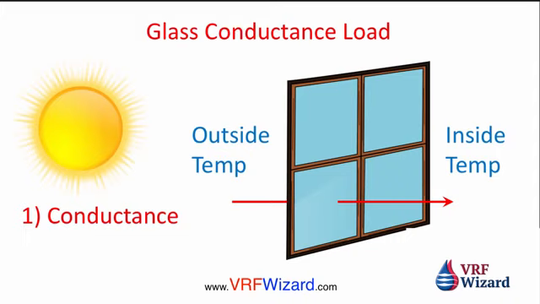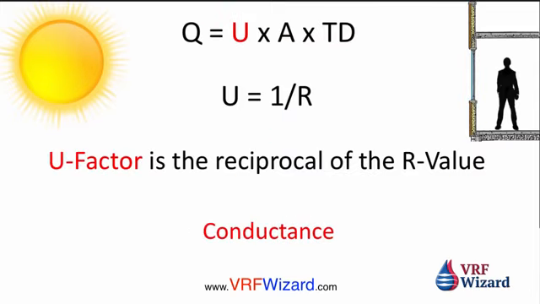So basically the difference between outside and inside, we will go over the equation for that, which is how to figure that. So here's the equation for that. The Q is your BTUs per hour. This is what you're going to come up with to figure your load. You do that for the glass or for walls, which we'll do in a minute.